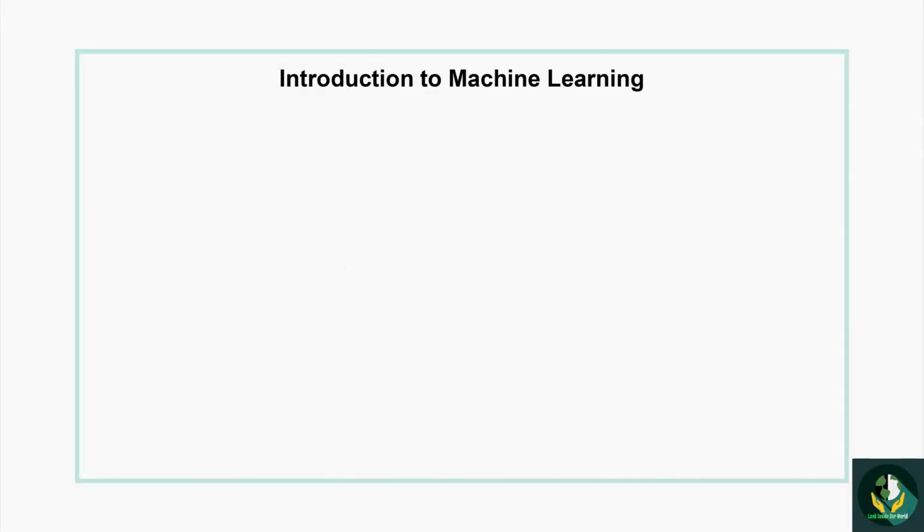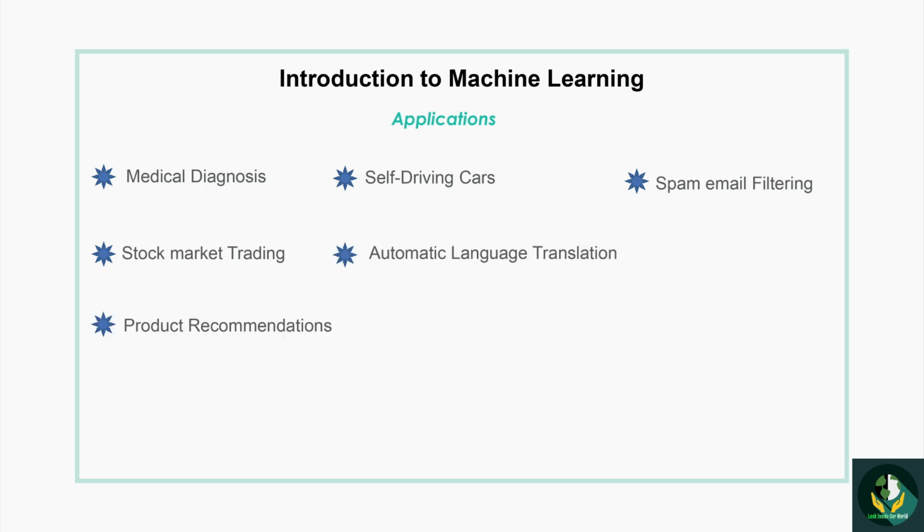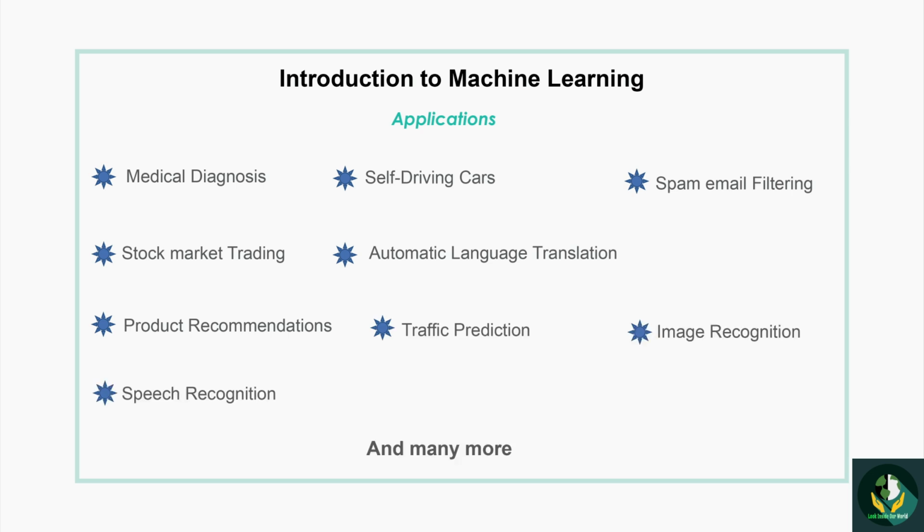I believe I won't be wrong to say that machine learning is almost everywhere. It has so many applications. For instance, it is used for medical diagnosis, self-driving cars, spam email filtering, stock market trading, automatic language translation, product recommendations, traffic predictions, image recognition, speech recognition, and in many more applications.